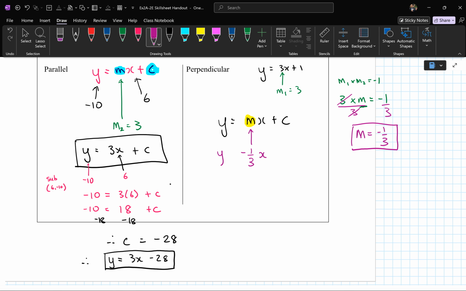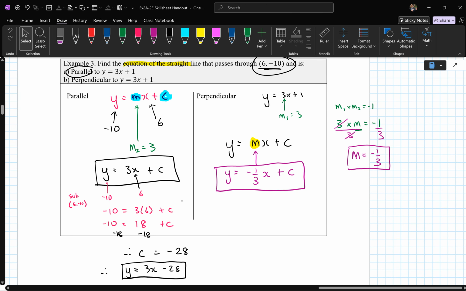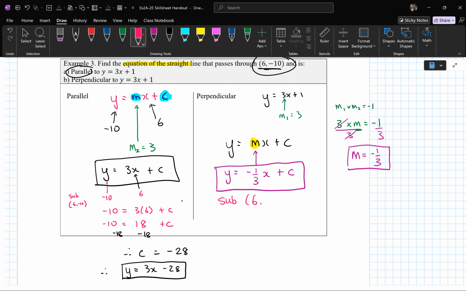I've got the m, and now let's go back to Luke again. So what do you do now? I've got this equation. Very good. That's the only thing we know. We know that it passes through when x is 6, y needs to be negative 10. So here, this is where you then say sub, if x is 6, y needs to be negative 10. So that's why you get negative 10 equals negative 1/3 times 6 plus c.